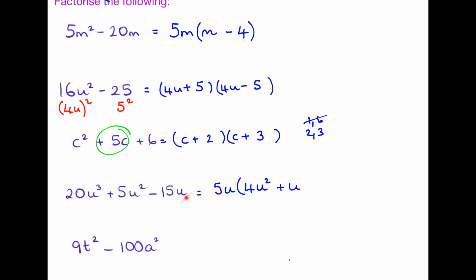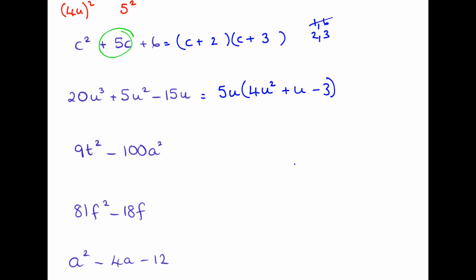And then the next one, we need to get negative 15u, so we need to do 5u times something. The 5u is positive, so to get a negative, we're going to need a minus here. 5 times 3 is 15, and we don't need to put any u's there because we've already got the u here, and 5u times negative 3 is negative 15u. Okay, so that's that one done.